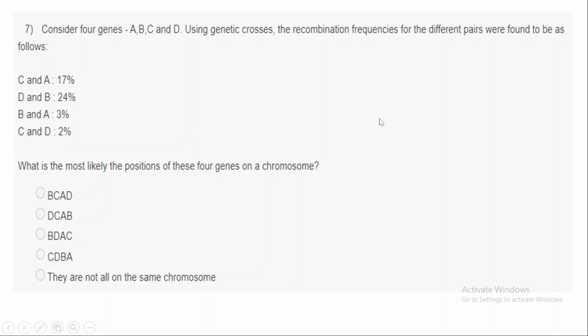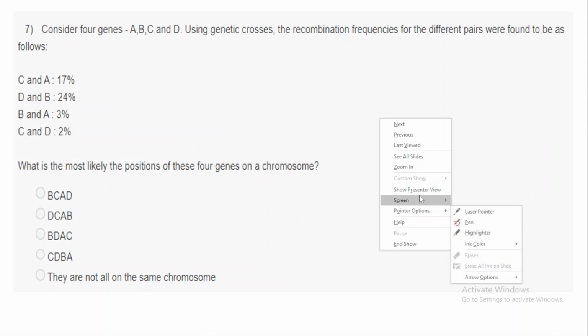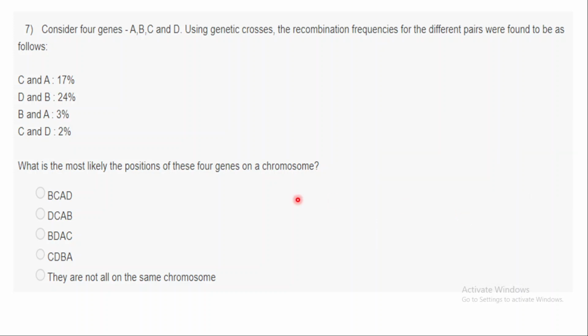Okay, let's not delay it any further, and let me reveal the correct answer. The correct answer to this question is option B, D, C, and A and B. So this is the arrangement of four genes on the chromosome or on any gene segment based on their recombination frequencies. What is the most likely position of these four genes on a chromosome? C and A 17%, D and B 24%, B and A 3%, C and D 2%.